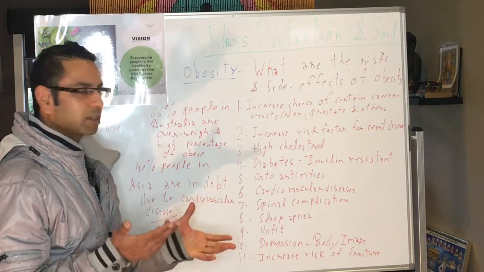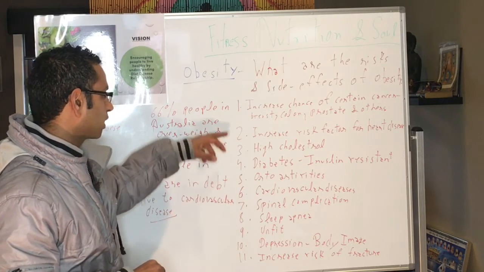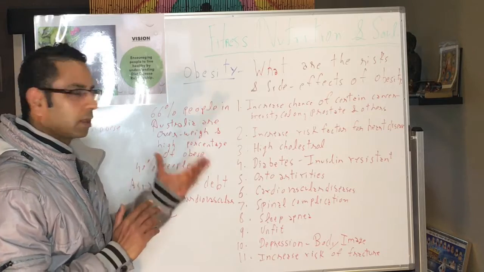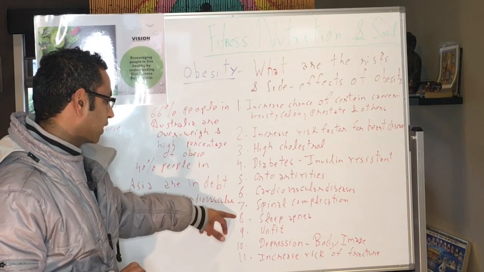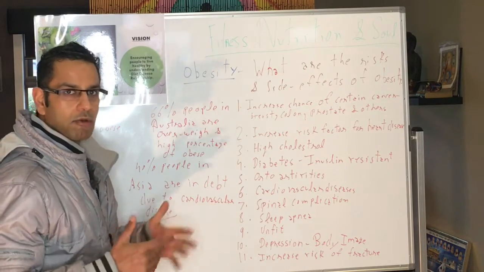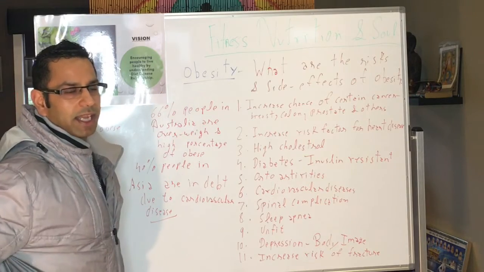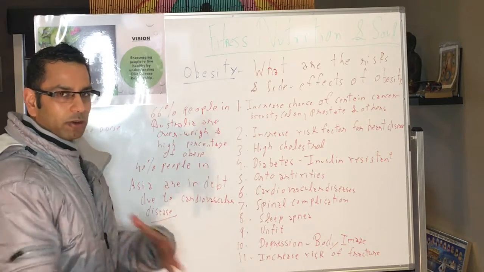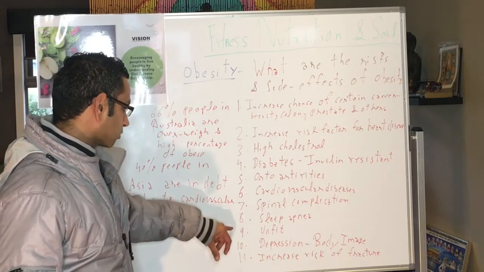Then it's cardiovascular diseases. Cardiovascular diseases could be anything: it could be your breathing, heart disease or hypertension and things like that. The next one is spinal complications, because when you're really overweight, you tend to lean forward, and having excess body fat around you, especially around your belly, puts more stress on your spine.